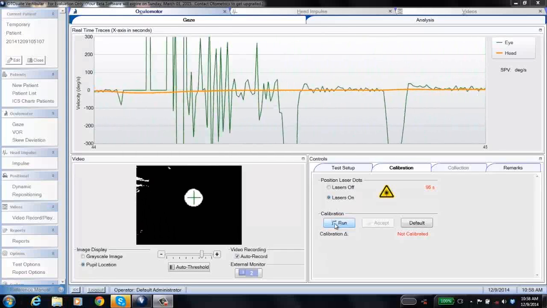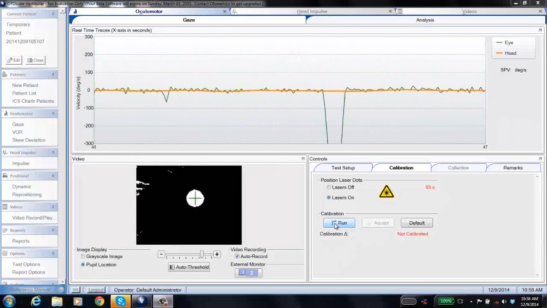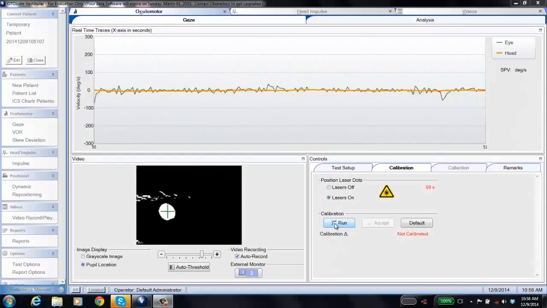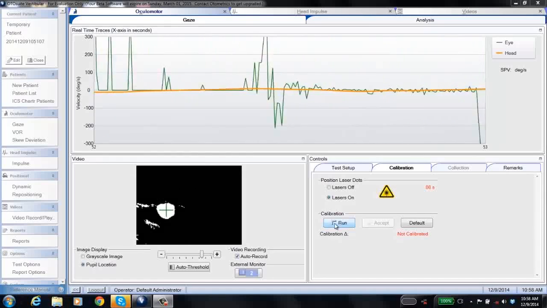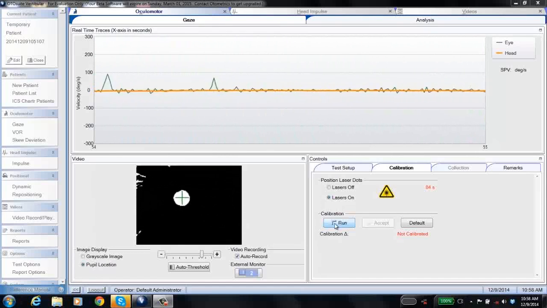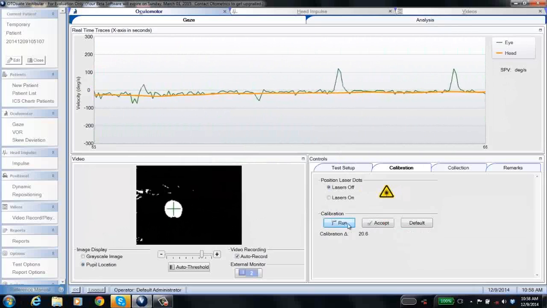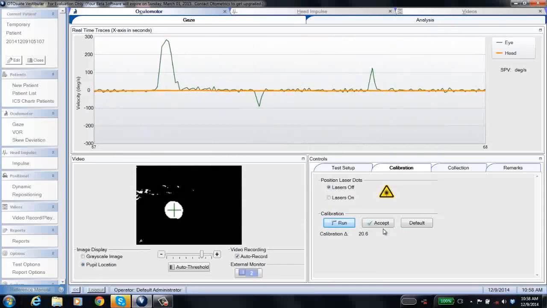The window for all other tests outside of VHIT looks a little bit different for calibration. You will see on the screen, though, you still have the real-time traces up top. The green is the eye and the orange is the head. When you perform the calibration, you will see your real-time traces in the window showing you that calibration is taking place. So otherwise, the procedure is exactly the same.